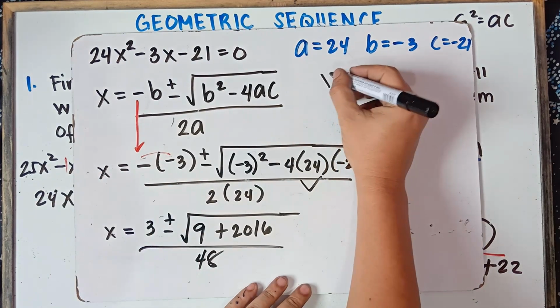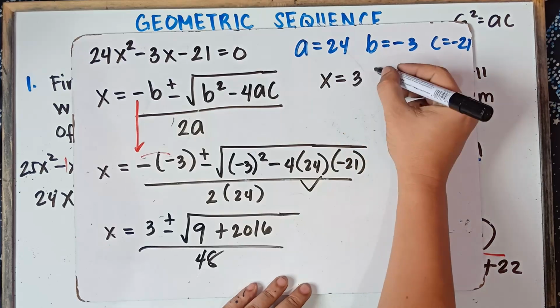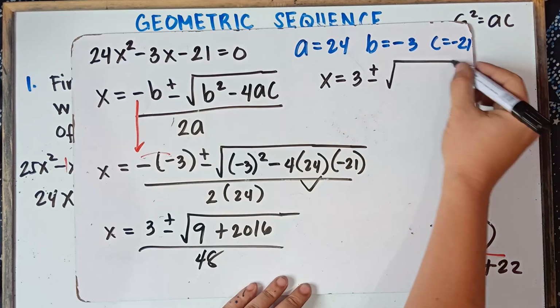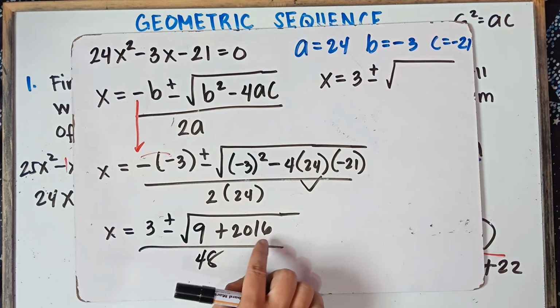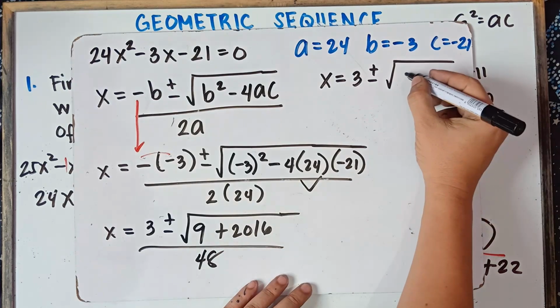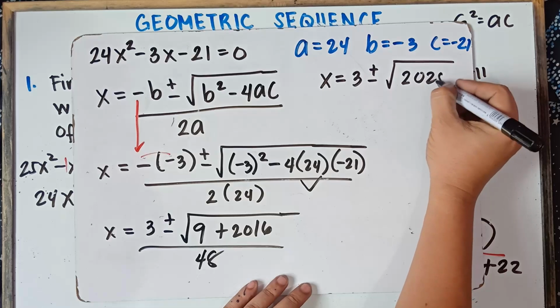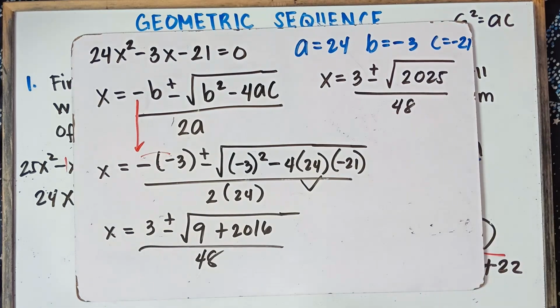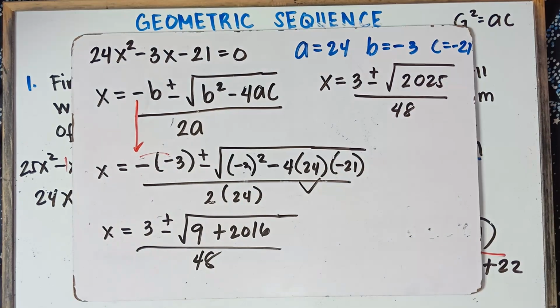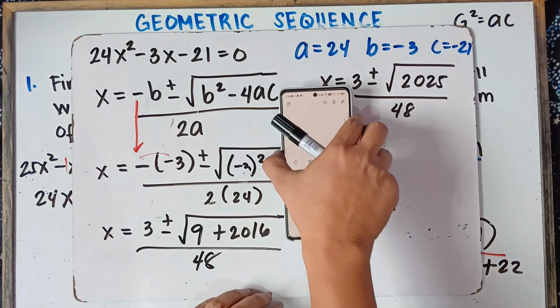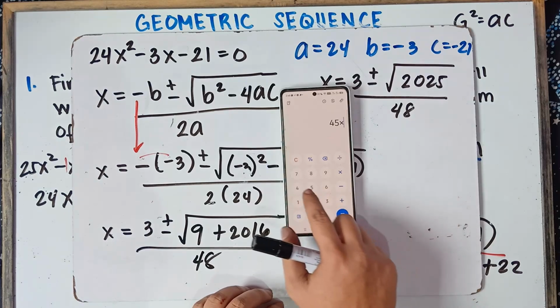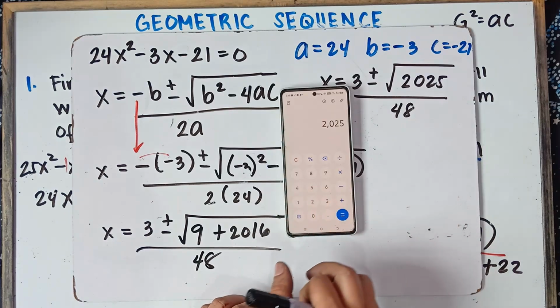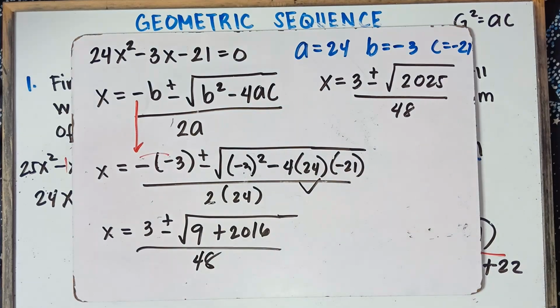So this will be x equals 3 plus or minus the square root of 2016 plus 9, that would be 2025, right? 2025 all over 48. Alright, so what would be the square root of 2025? I think that's 45, right? Let's double check. 45 times 45, the answer is 2025, yep. So the square root of 2025 would be 45.